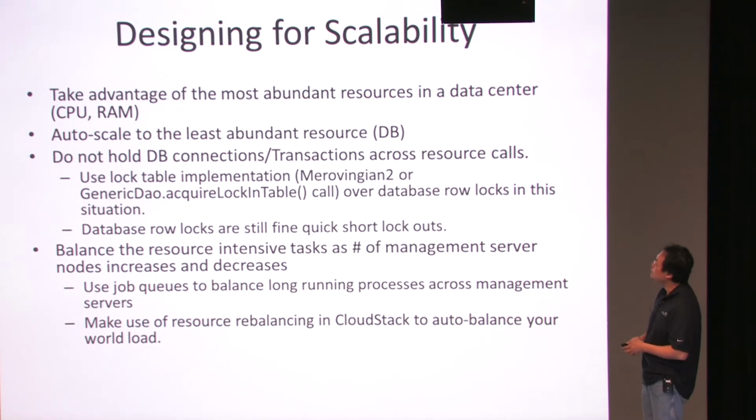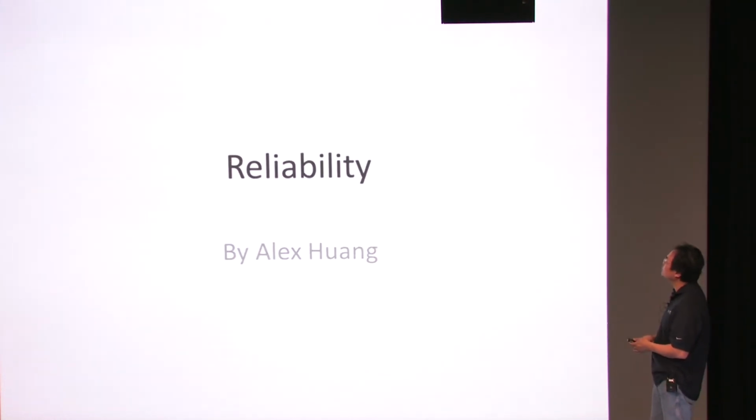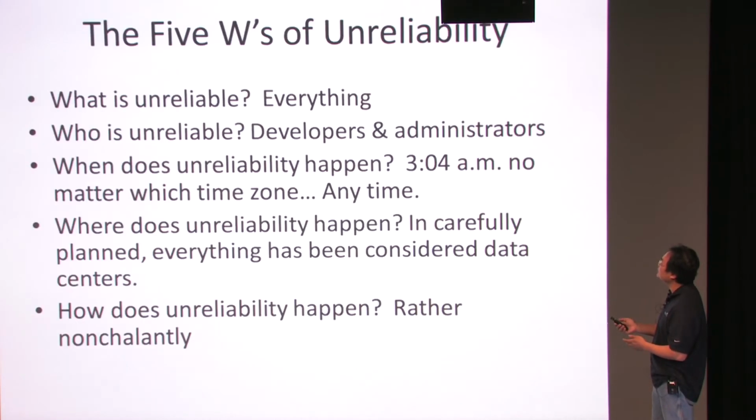Okay, so I'm going to move on to the next question. We learned a lot about reliability with CloudStack, and anybody who runs a data center would know this already, so I might be preaching to the choir here, but I'm going to preach anyway. It's the 5 W's of unreliability. What is unreliable? It would be everything. Everything will fail. Everything will break down.